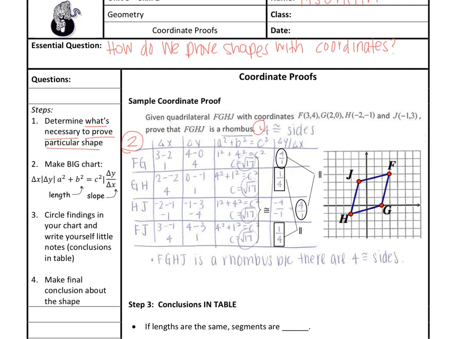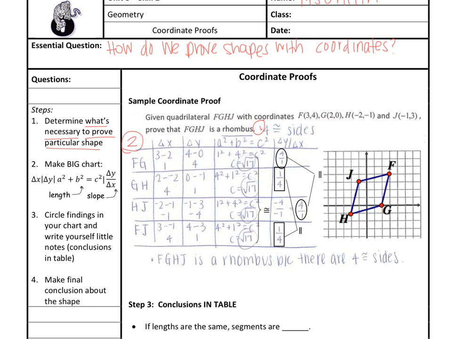Now, looking at my big chart, I want you to circle any findings in your chart and write yourself little notes. These are going to be called your conclusions in the table. So you make conclusions within the table, and then you make conclusions out of the table. I know it sounds like a lot, but trust me, it's not so bad.